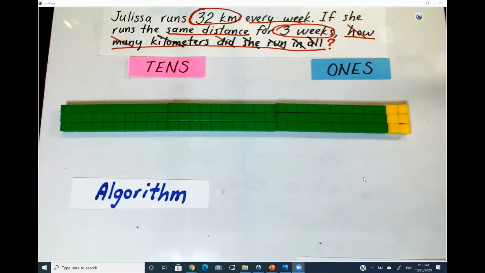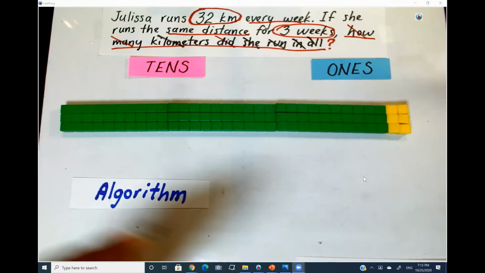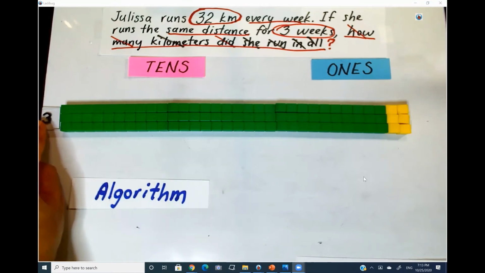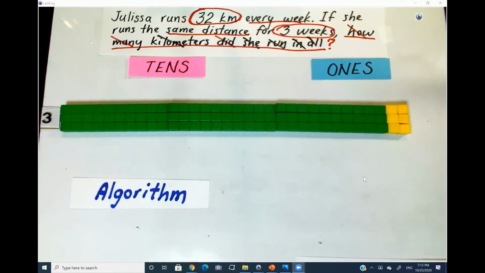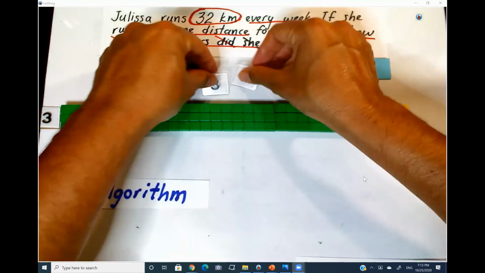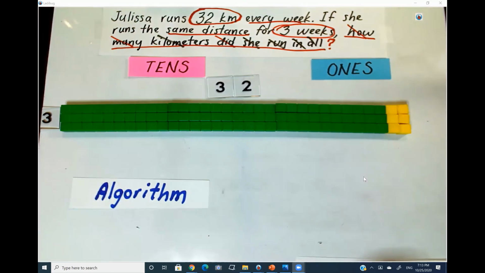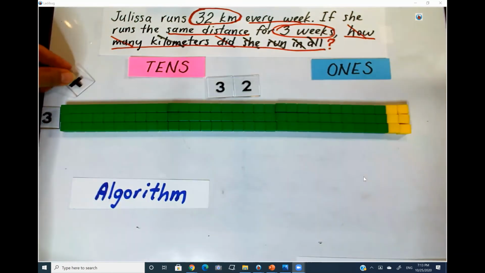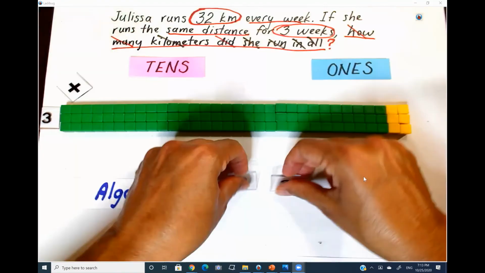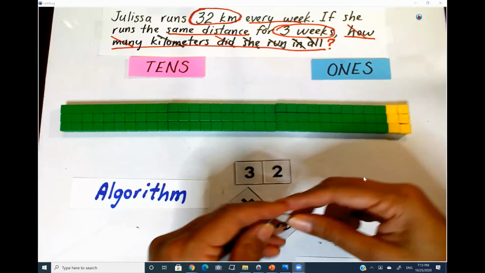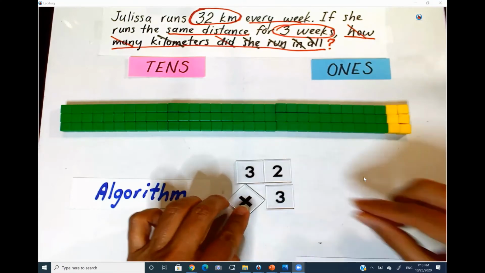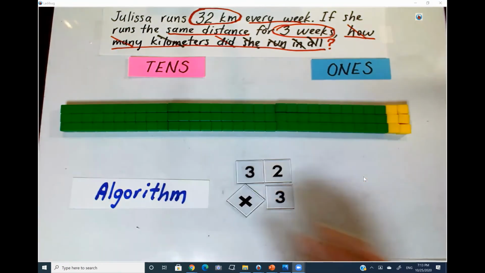So the first thing we need to notice is that we have 3 rows, 1, 2, and 3 rows, and that we have 32 columns. So when we multiply 3 times 32, that's going to give us the algorithm. So the algorithm is going to look like this: 32 times 3. Now, to make it easier, we have to make this algorithm a little bit more friendly.